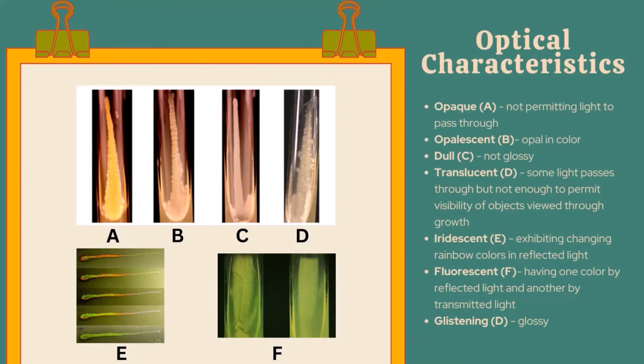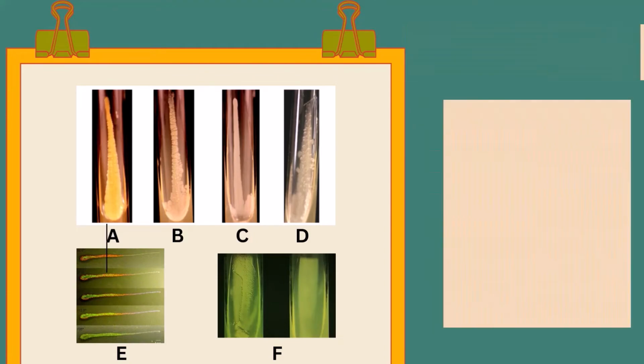Optical characteristics: opaque, not permitting light to pass through; opalescent, opal in color; dull, not glossy; translucent, some light passes through but not enough to permit visibility of objects viewed through growth; iridescent, exhibiting changing rainbow colors in reflected light; fluorescent, having one color by reflected light and another by transmitted light; lastly, glistening or glossy.